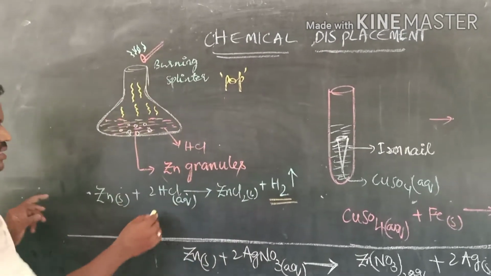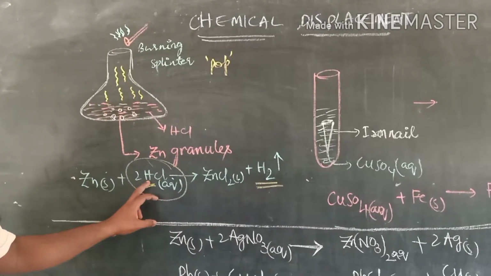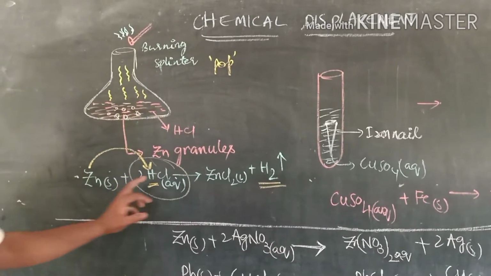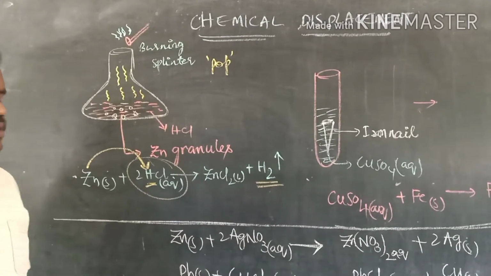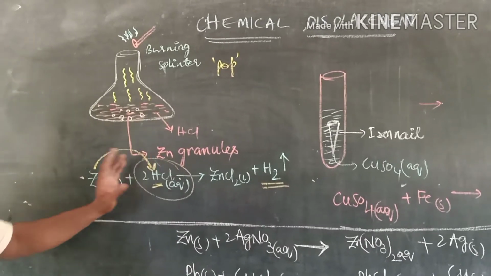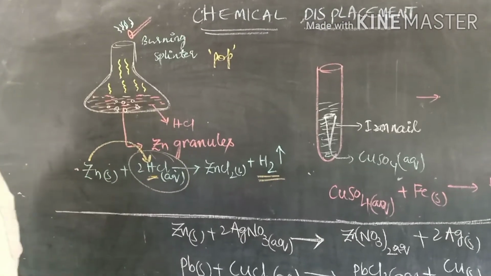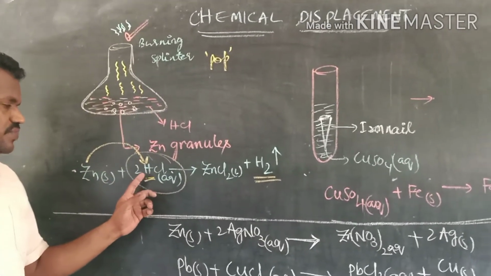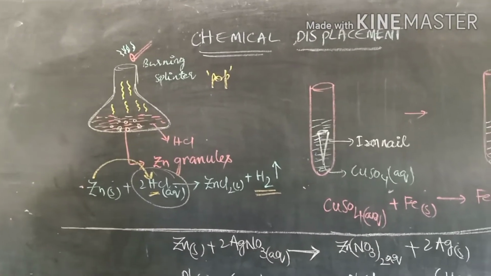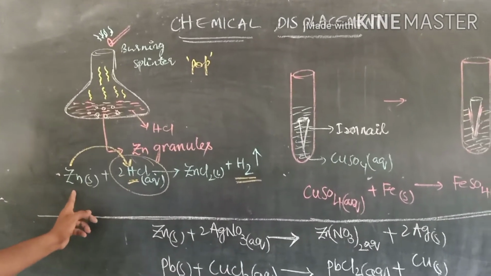Why? The place of hydrogen in HCl is displaced by the zinc. For that reason, hydrogen gas is liberated. The place of an element in its compound is displaced by another element of high reactivity. Means, when compared to the hydrogen, the reactivity of the zinc is more. So it is a displacement reaction. This means the place of hydrogen is displaced by the zinc.